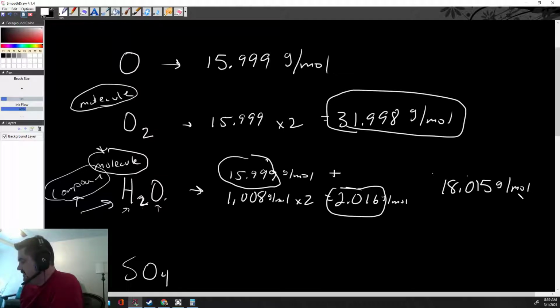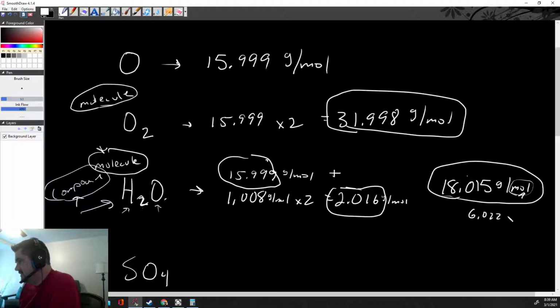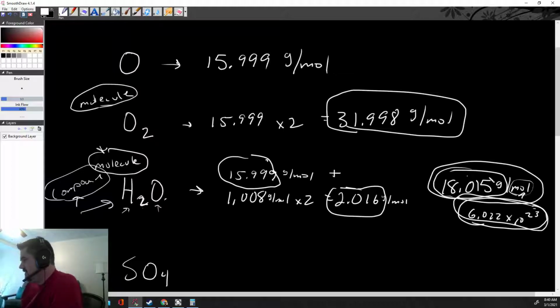And remember, a mole is a certain amount, right? So if I have that many molecules of water, it would weigh this amount. And what is this many, a mole? That's Avogadro's number, 6.022 times 10 to the 23rd power. Just as a reminder, this is Avogadro's number. And if I have this many molecules of water, it would weigh this many grams. That's all this means. That's what molar mass means, okay?